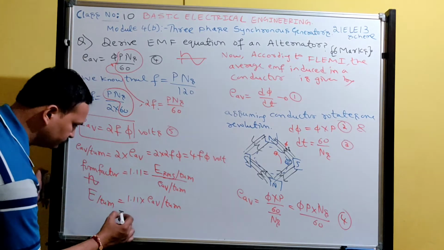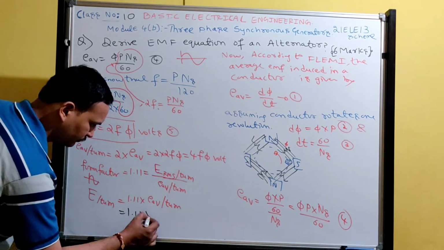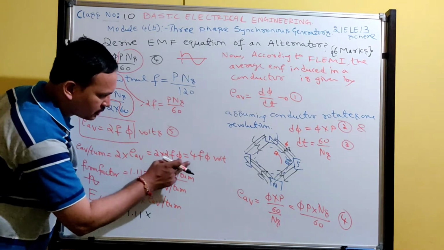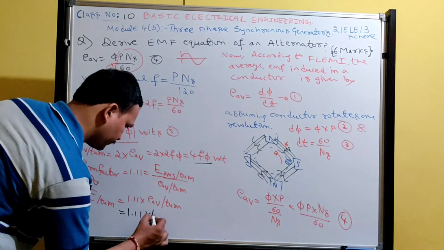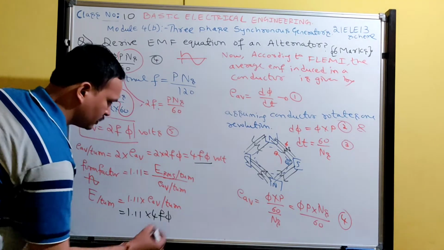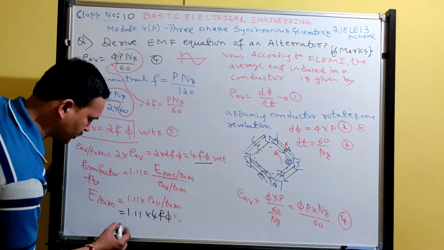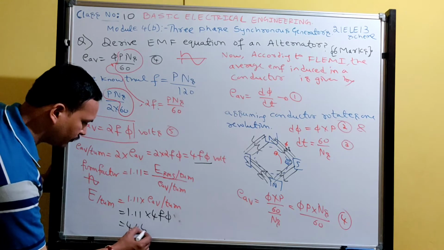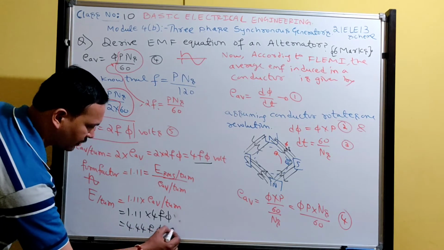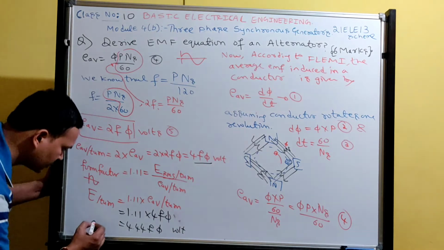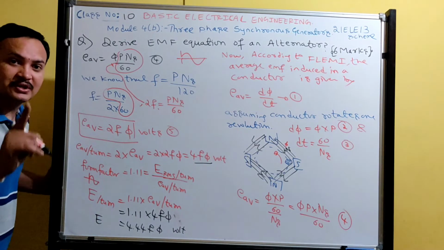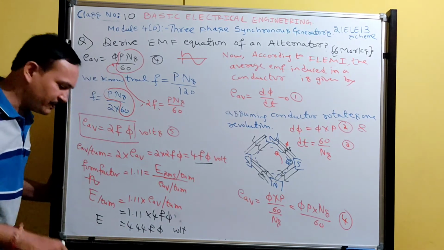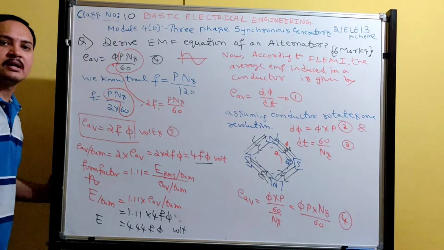Now 1.11 into, what is the average voltage per turn? This one, 4F pi volts. Multiplying this, 4 into 1.11, how much? 4.44 F pi volts. So this is the RMS voltage induced in one turn. Average voltage per turn is 4F pi, and RMS voltage per turn is 4.44 F pi volts.